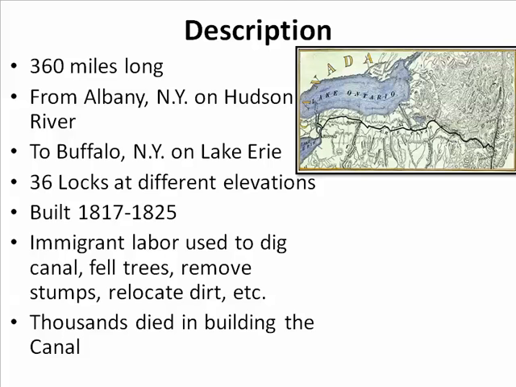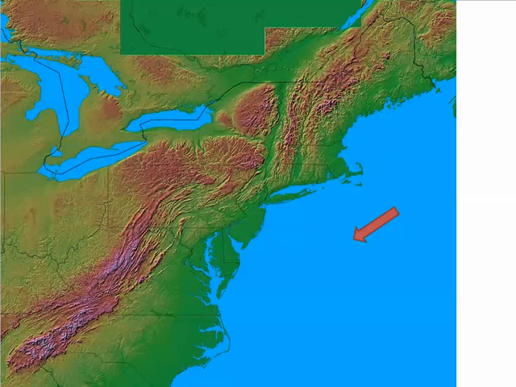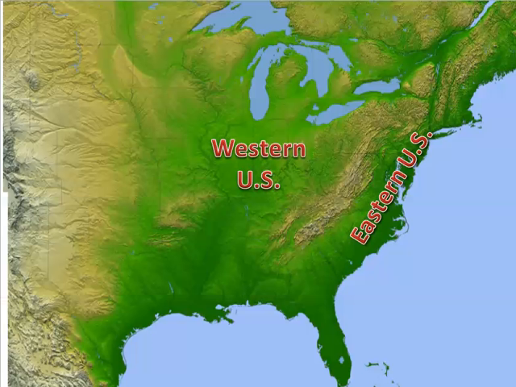Okay, so our essential question is, what was the significance of the construction of the Erie Canal? Earlier we talked about needing to connect the eastern part of the United States with the western part, and a major problem with that was this Appalachian mountain range, which had been a source of problems even since the Revolutionary period, when King George III said in his Proclamation of 1763, don't colonize west of those mountains. So this is going to be a source of problems.